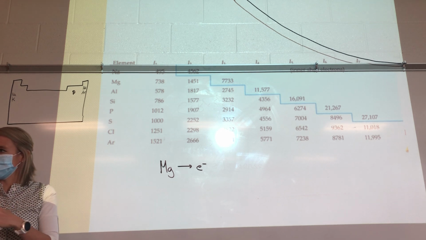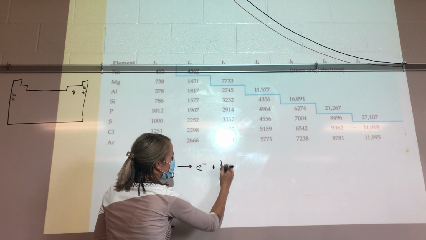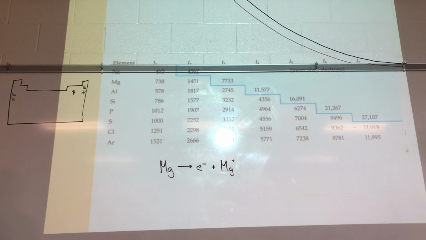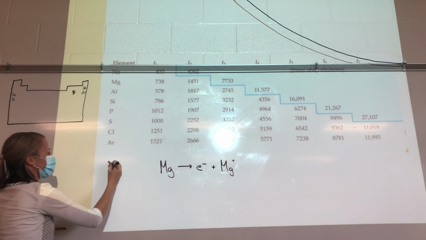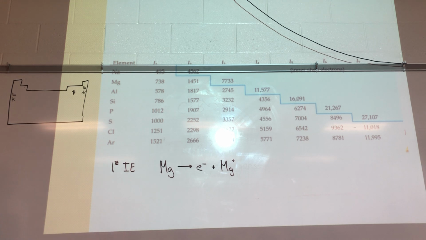And by losing an electron, what happens to an atom? It becomes positive. Good, so then it turns into Mg+. This would be the equation for the first ionization energy of magnesium. We've lost one electron.